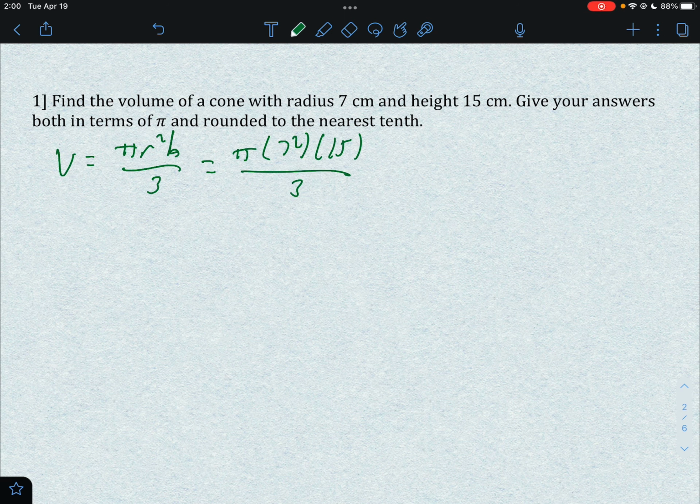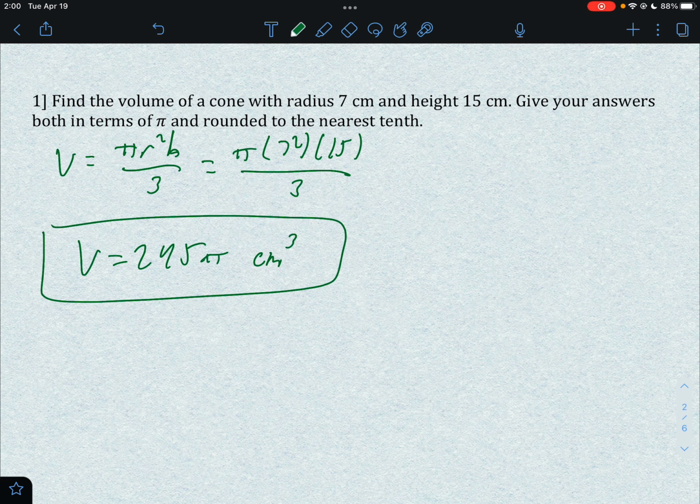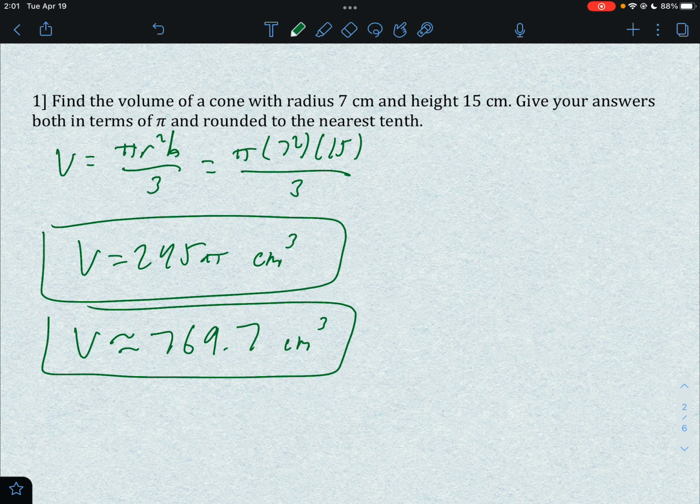All right, so for the exact answer in terms of pi, we're just going to type in everything but the pi here. And we should be getting 245 pi cubic centimeters. Remember, volume is cubic units. All right, for the rounded answer now, we're just going to type in 245 pi into our calculator. And rounded to the nearest tenth, that would be 769.7 cubic centimeters.